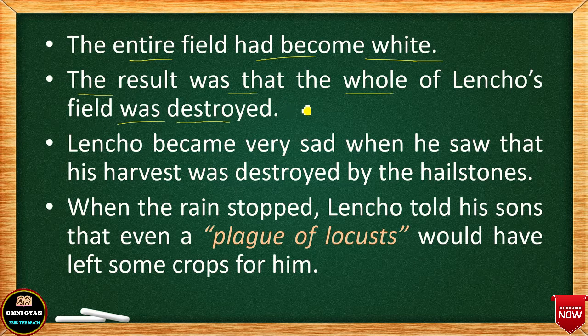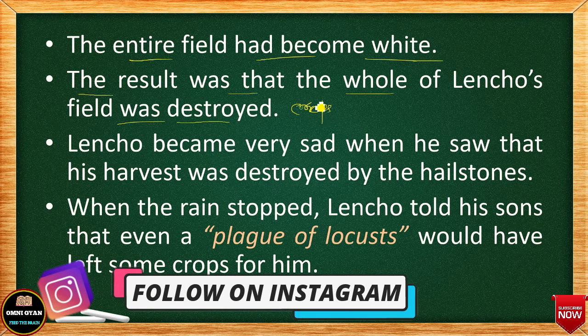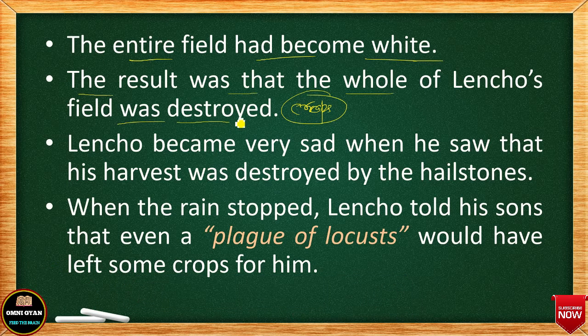Field in the sense, the whole of Lencho's crops were destroyed. पूरा जो crops है उसका वो बिल्कुल destroy हो गया. Right? So as a result, you see, Lencho became very sad. Why? Because the crops are his only source of income. वो crops ही है जो उसका only source of income है. He is earning by selling his crops only in the market, right? So those crops were all destroyed.